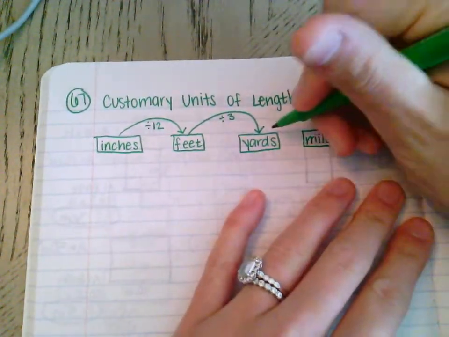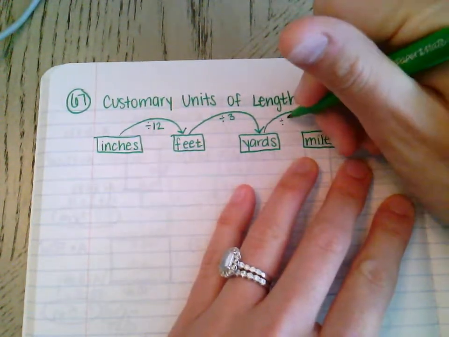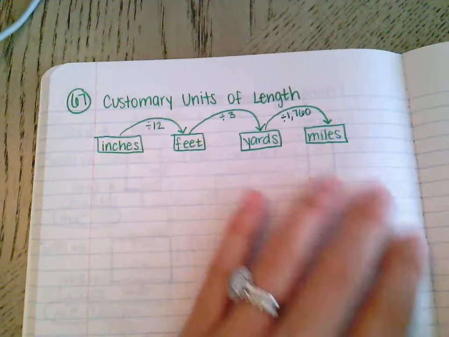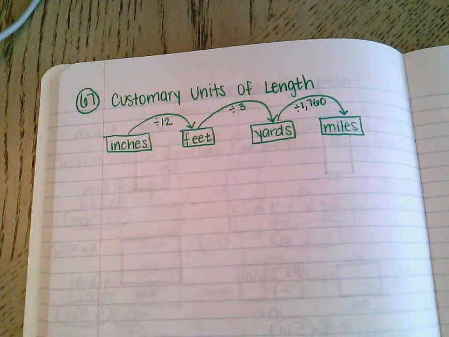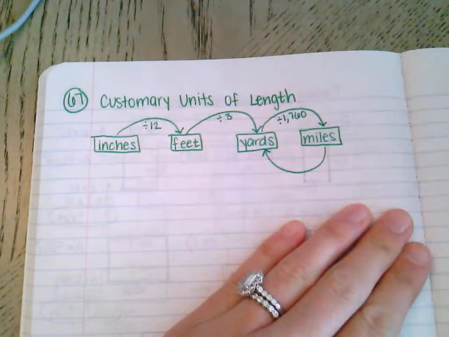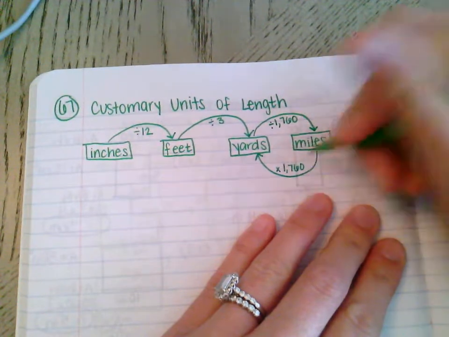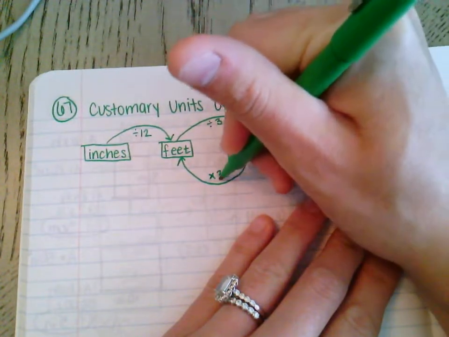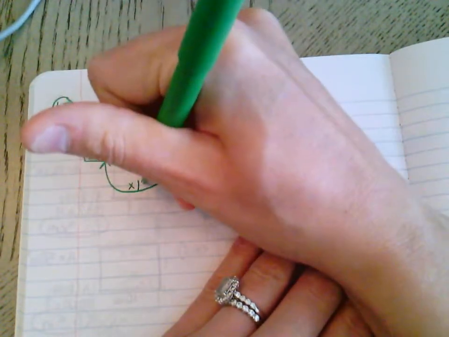Now this one we don't use as much, but it's just nice to know. In a mile, there are actually 1,760. So I'm going to do divided by 1,760. Again, we won't really use this one, but it's just a nice number to know. Now, if I'm going from miles to yards, so I'm going to draw my arrow now going to the yards, I'm going to multiply this same number, 1,760. Yards to feet, I'm going to multiply this same number, so 3. And then feet to inches, I'm going to multiply this same number, which is 12.